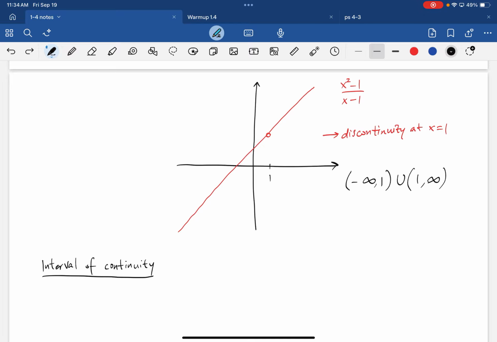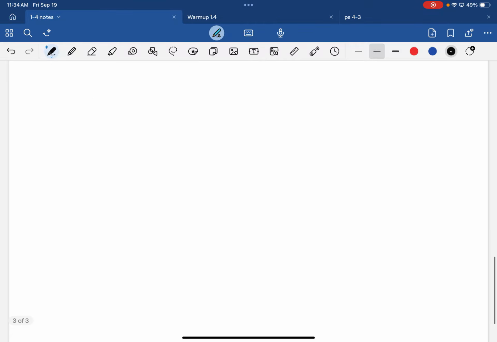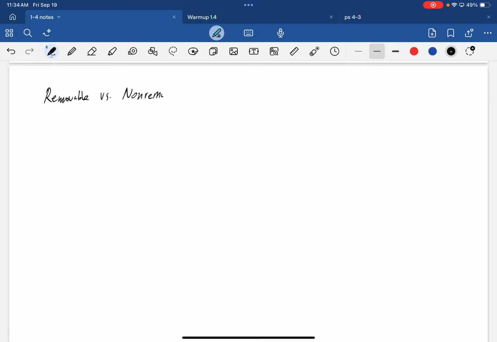All right, the next thing we need to talk about, 2 more terms. There are 2 different kinds of discontinuities. One is called a removable discontinuity, and the other is called a non-removable discontinuity. So, removable versus non-removable discontinuity.